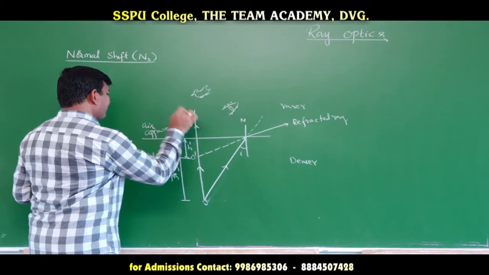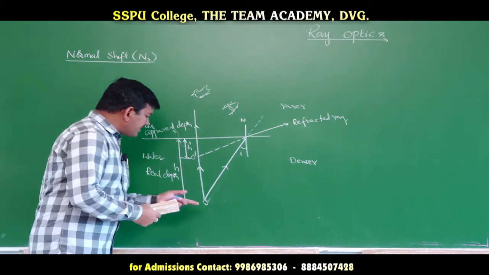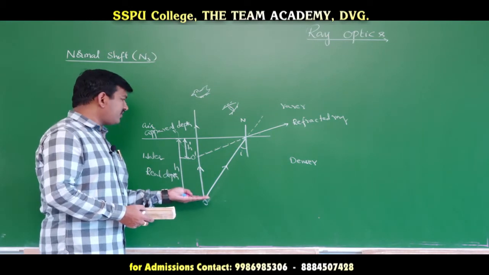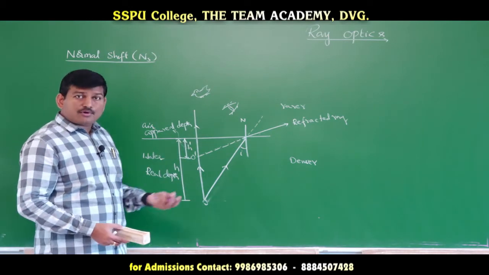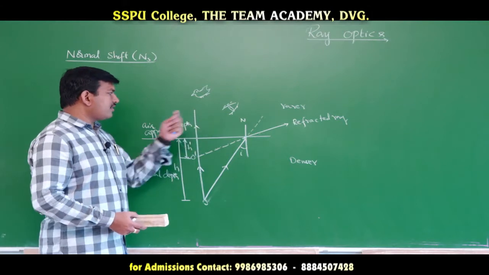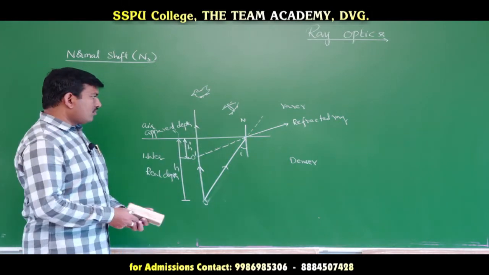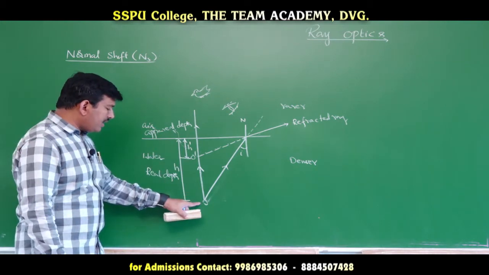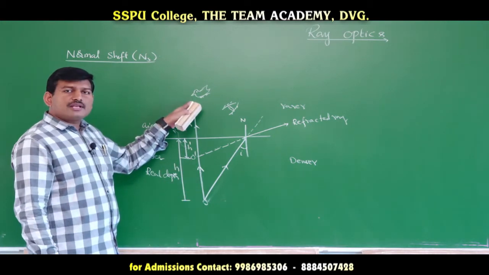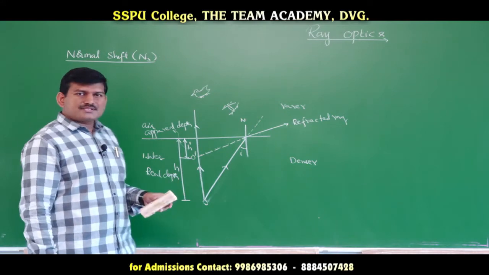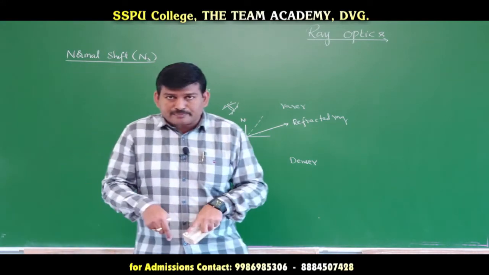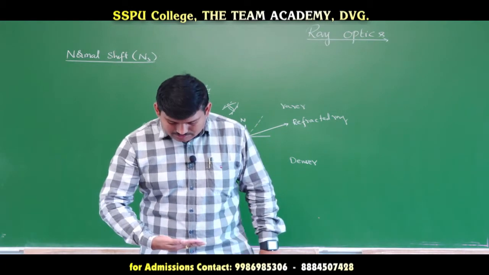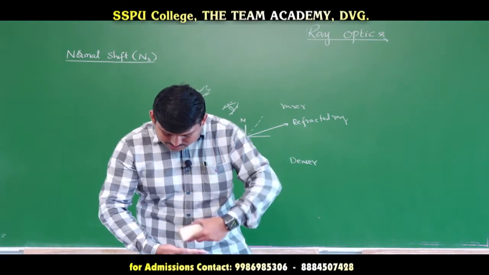Now, here there is a shift. Is the shift upward or downward? The shift is upward. That means the shift is towards the rarer medium or towards the observer. In the rarer medium, the observer is there. So, this is the apparent shift in the position of an object placed in one medium and viewed normally from another medium. Normally means what? Suppose there is an aquarium here, and inside the aquarium a fish is there. I am looking at the fish like this. This is the normal view.